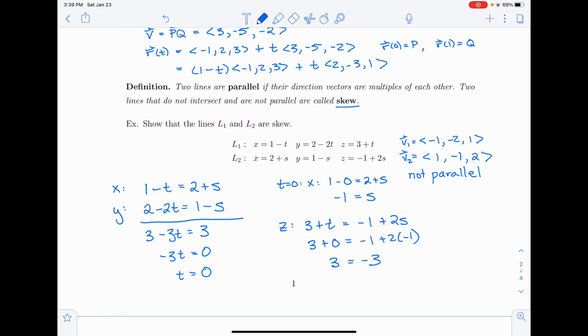And therefore, the two lines must be skew because there's no t and s value for which the x equations, y equations, and z equations are all equal at the same time. So this cannot be true, and so we can say that the lines are skew.